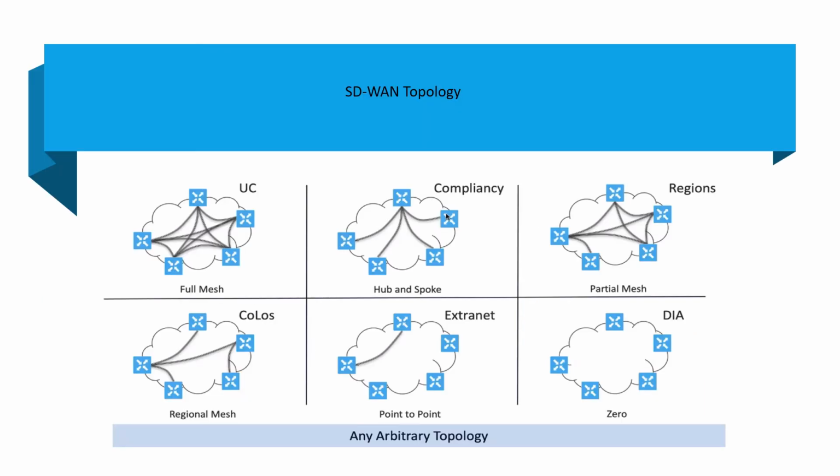These are the SD-WAN topologies supported. Here you can see all my CPs connect to each other in a full mesh fashion. I can also have a hub and spoke topology. I can have partial mesh, regional mesh, point to point, and zero, where everything is DIA, direct internet access.